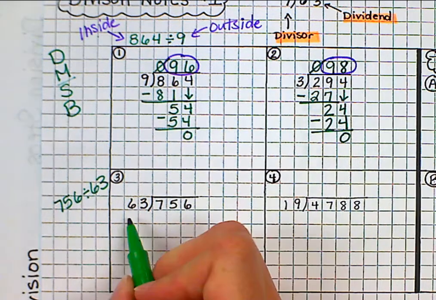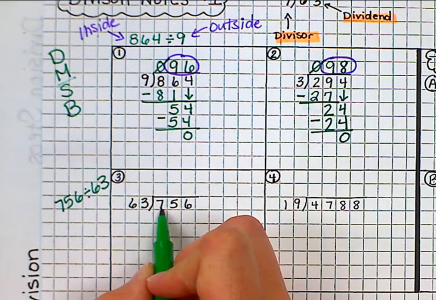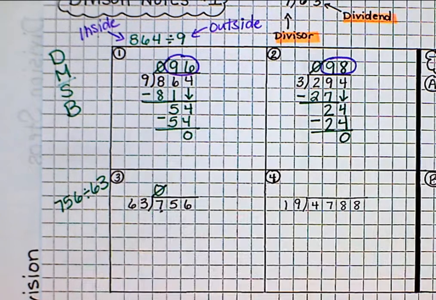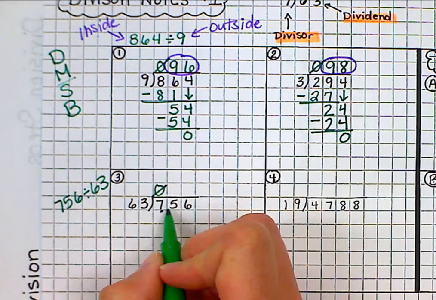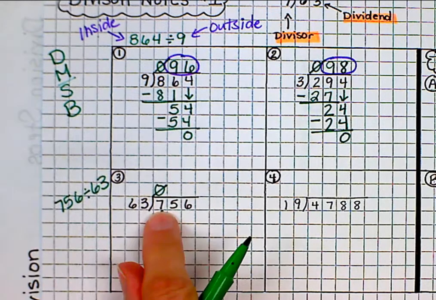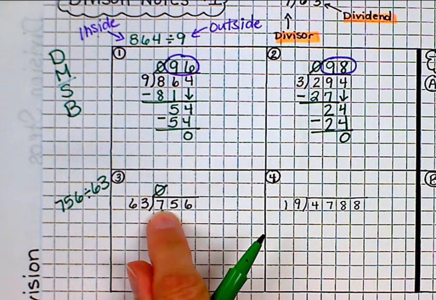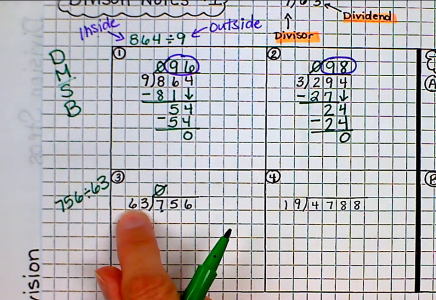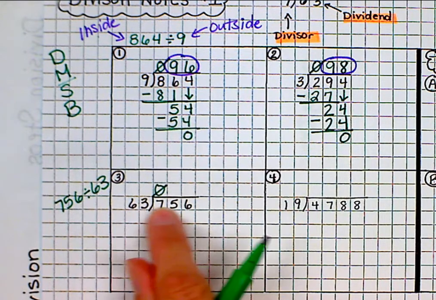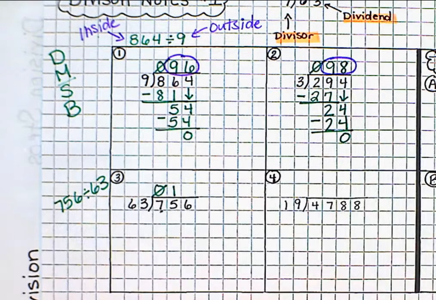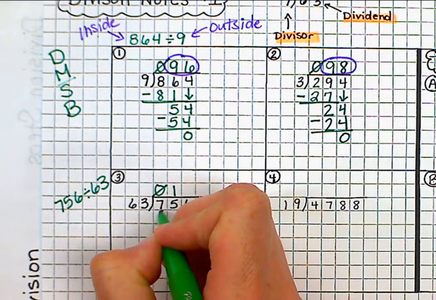So 63, does that go into 7? No, 7 is smaller than 63, so I'm going to put my placeholder up there. Does it go into 75? Okay, well, let's divide. 63 does go into 75 because it's smaller, but it's not going to go in more than one time because that's a 6, and 6 plus 6 is 12, so we would be up in the hundreds, and we only have 75. So I'm going to put a 1 up here. 63 times 1, that's 63.